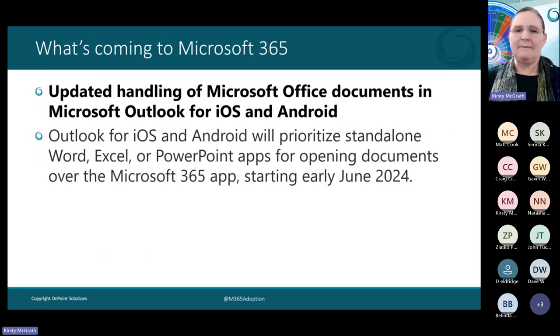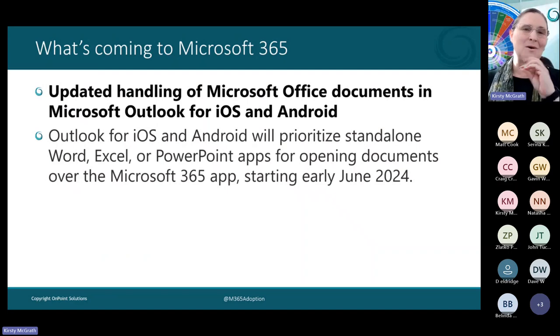There is also updated handling when it comes to documents on iOS and Android. Now, this one was one that I know had frustrated people for a while. When you opened up a document in Outlook, it went to the M365 app and it was sort of in a view mode. But if you wanted to edit it, you then had to have Word, Excel, PowerPoint, and then do a next one to click over and edit it. Now what it's doing is it's swapping over. Well, it's actually swapping back.